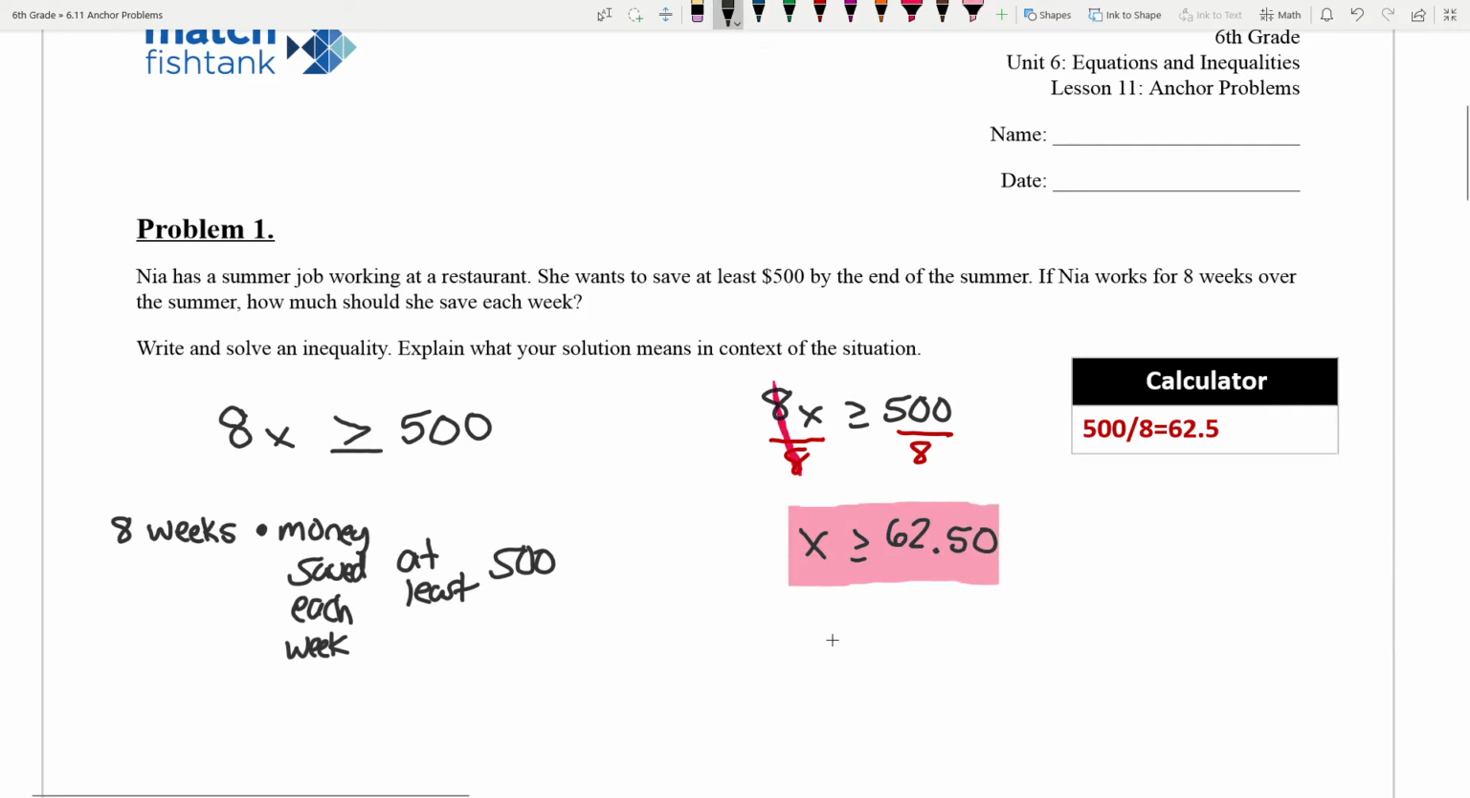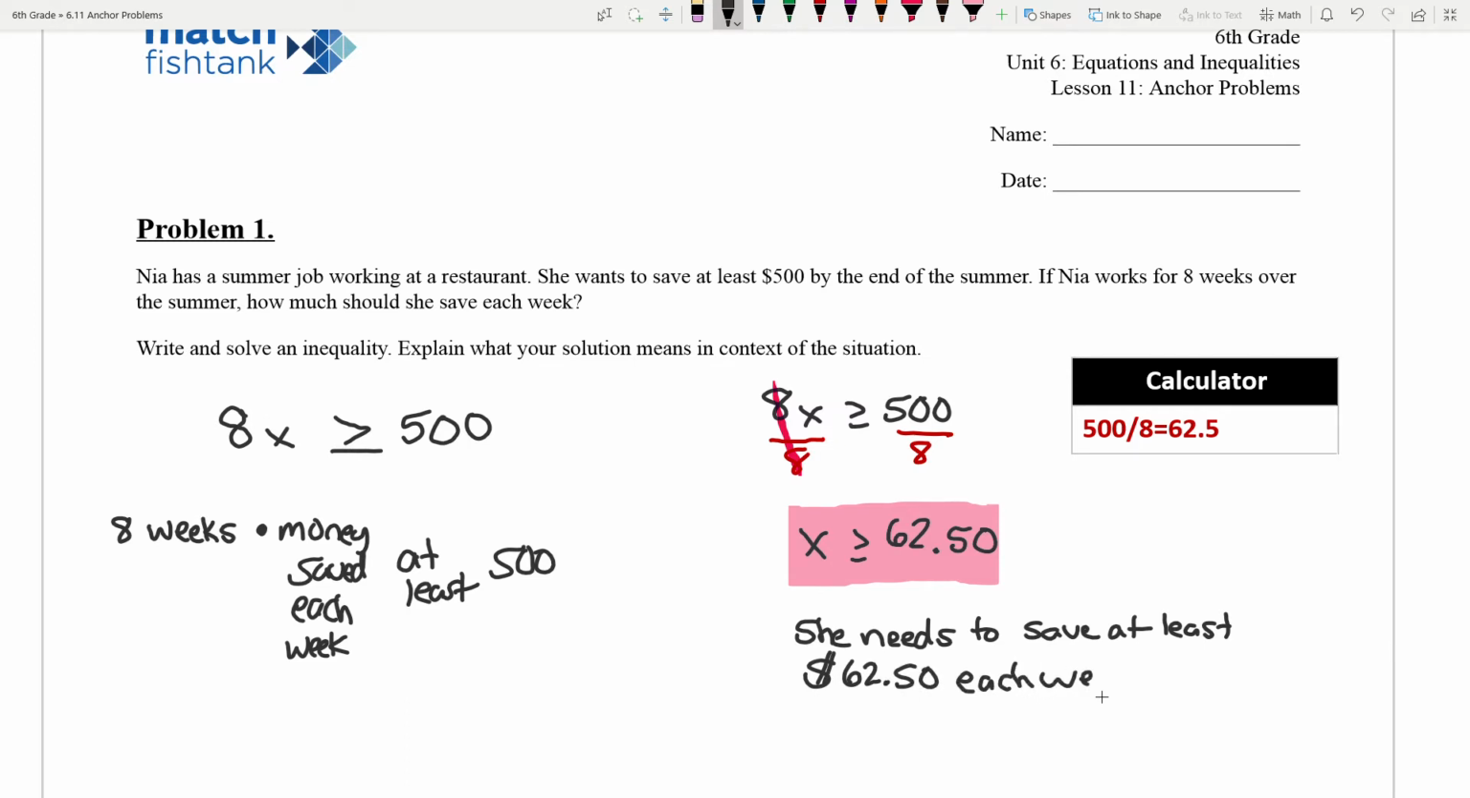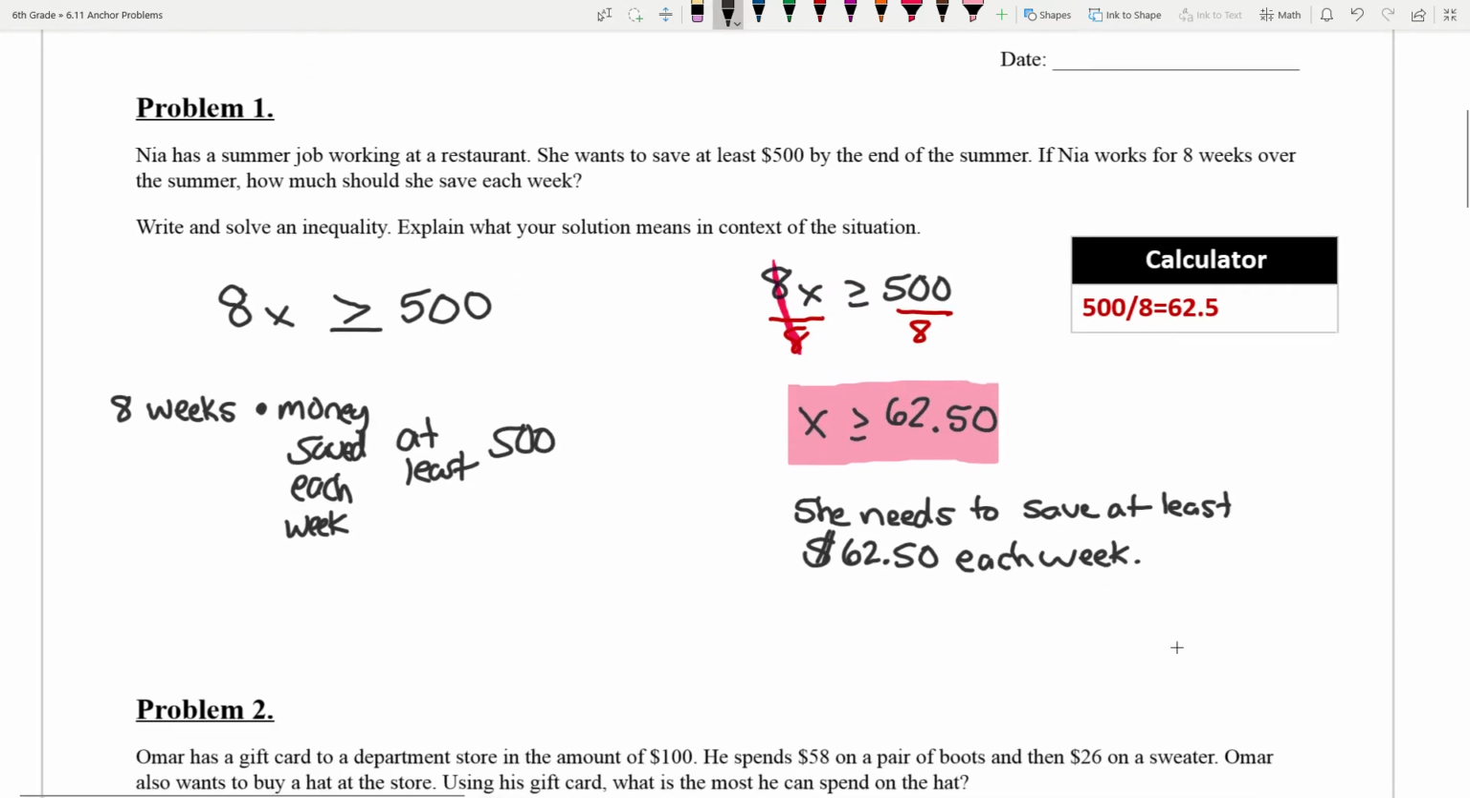In other words, what does it mean? She needs to save at least $62.50 each week. Let's move on to the next question.